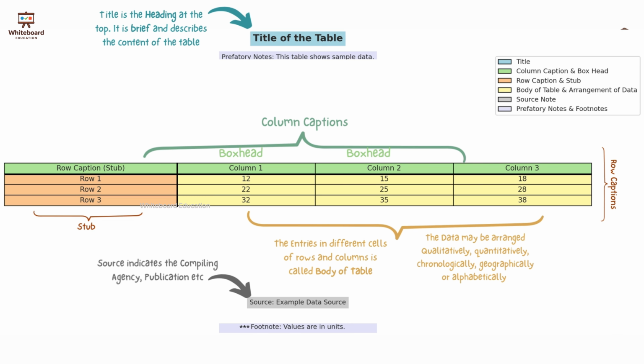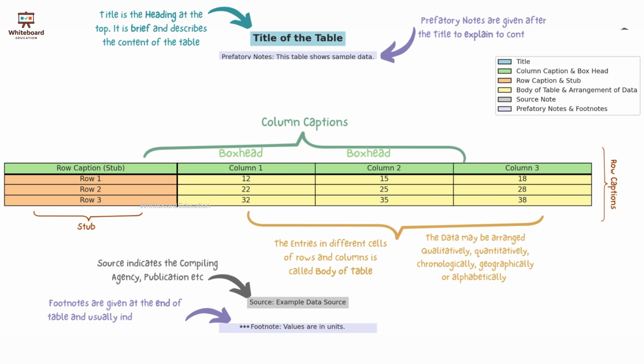Prefatory and footnotes are not essential but have their significance. Prefatory notes are given after the title to explain the content of the table, and footnotes are given at the end and indicated by asterisk sign.